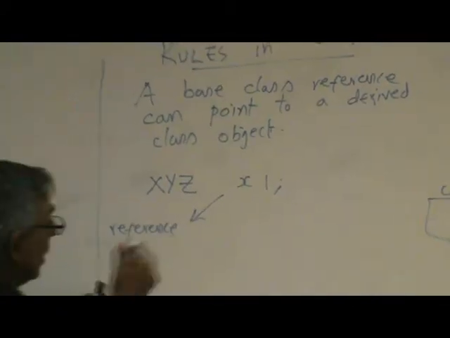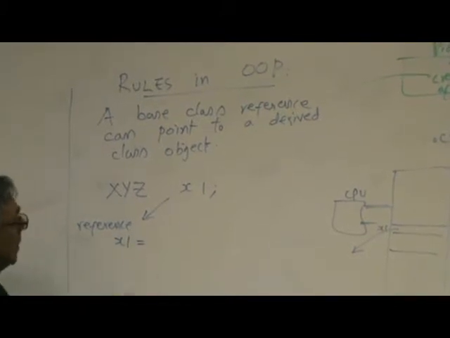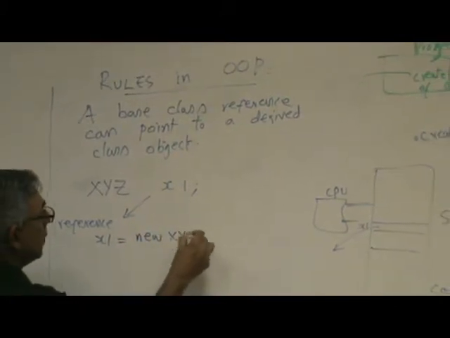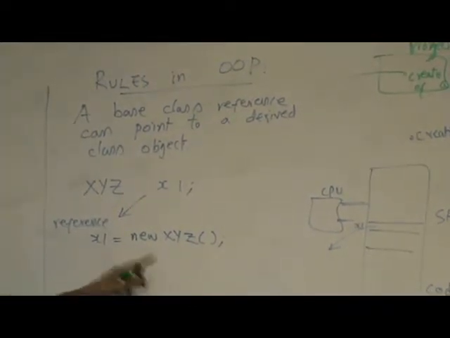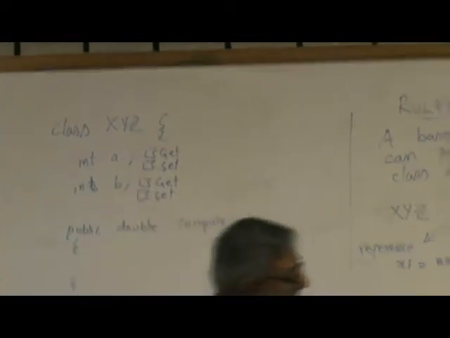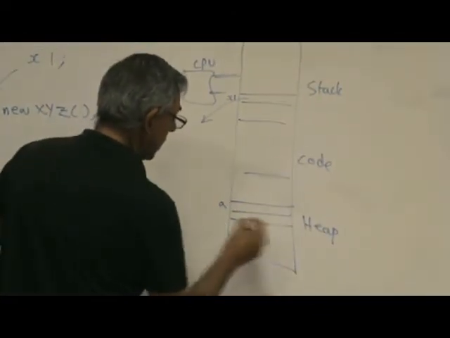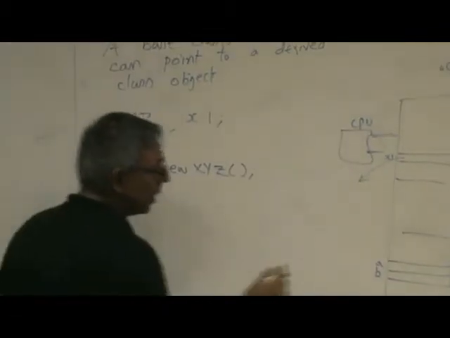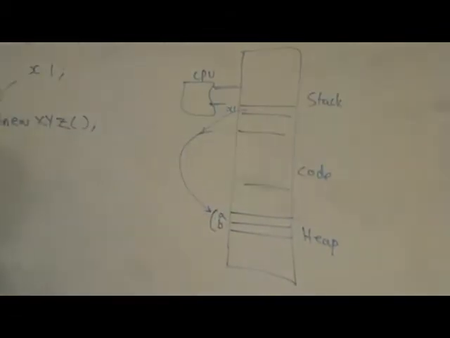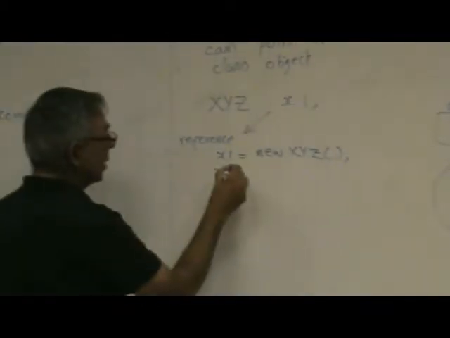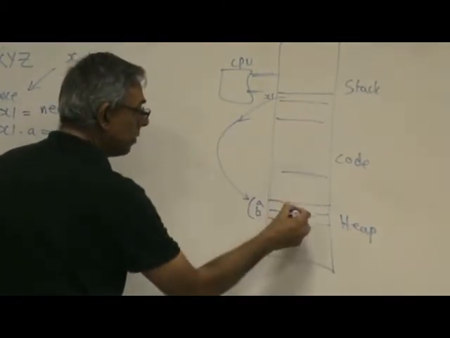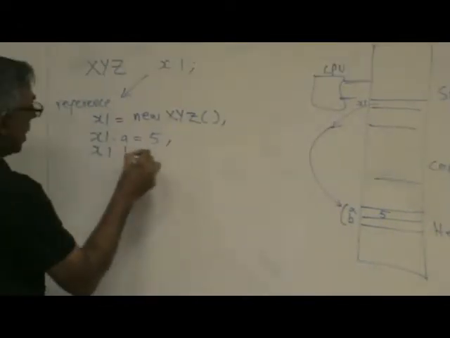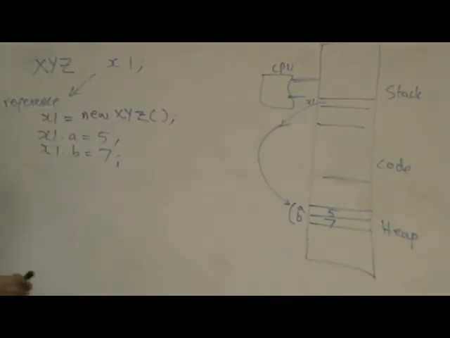Now later on we say x1 equal to new XYZ. So now what will it do? As we have discussed before, anytime you see the new keyword, where will the memory come from? From the heap. How much memory in this case? Memory for the data fields, so A and B will be allocated. And because we connected it to x1, this x1 will be pointing over here, right? Now we can easily say x1 dot A equal to 5, so we can store 5 over here. We can say x1 dot B equal to 7, we can store 7 over here, right?